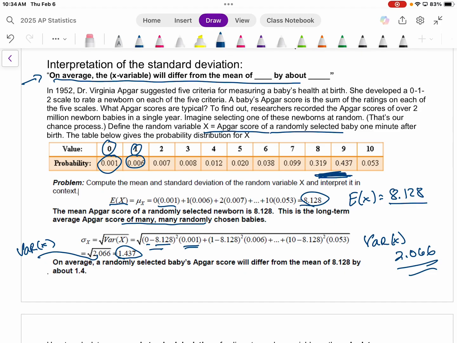Because in order to get the standard deviation, you had to take the square root. Our interpretation of the standard deviation: on average, a randomly selected baby's Apgar score will differ from the mean of, we specify what the mean is, 8.128, by about 1.4. Okay, that is what we can say there.